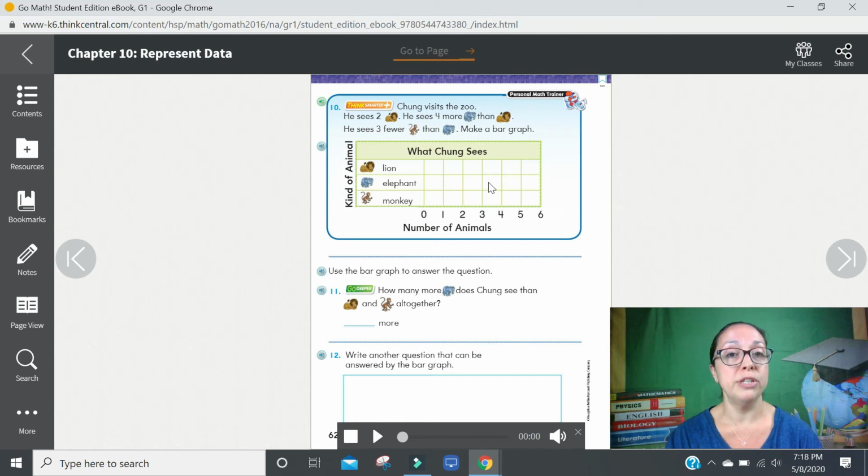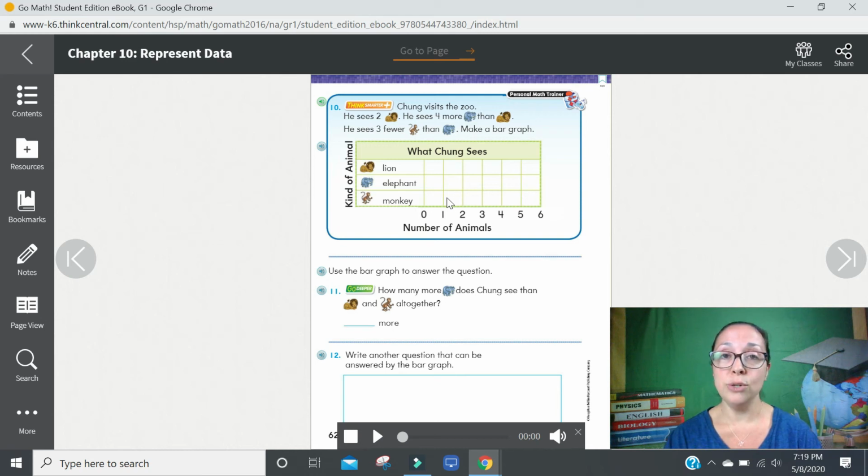Color that in. Remember, it's a bar graph, so we have to color in the squares. Then it says he sees 3 fewer monkeys than elephants. So whatever you put for the elephants, it's not saying that he saw 3 monkeys. It's saying that he saw 3 fewer monkeys than elephants. So again, we want to compare to the elephants.